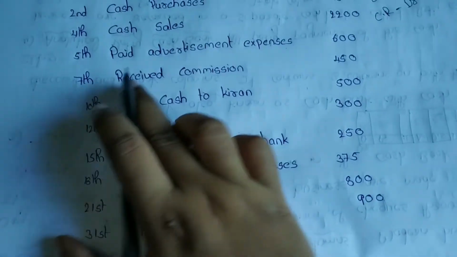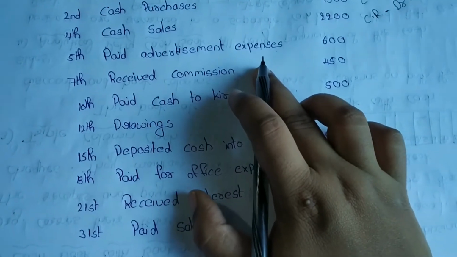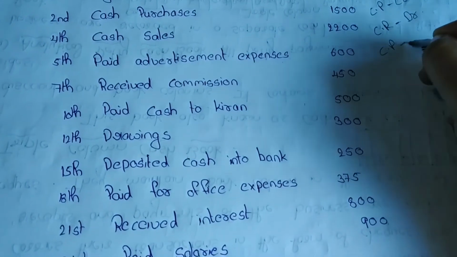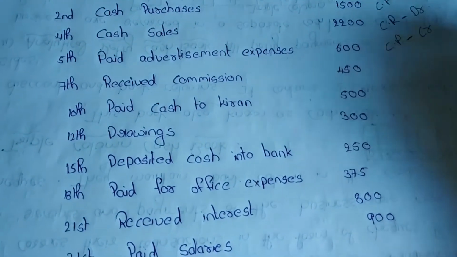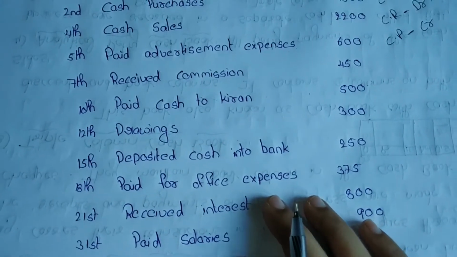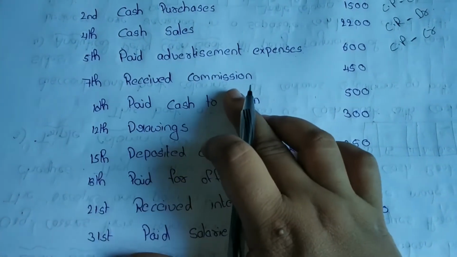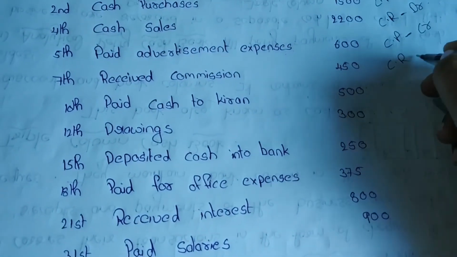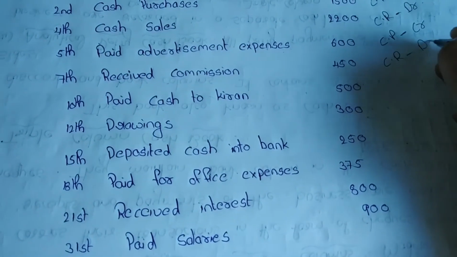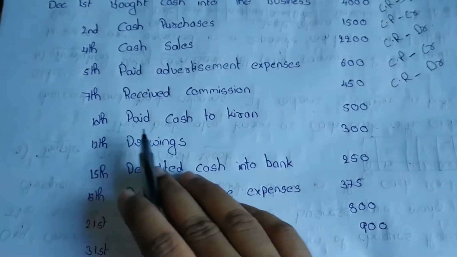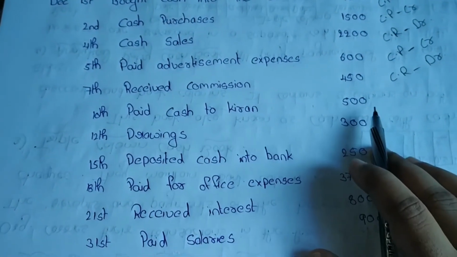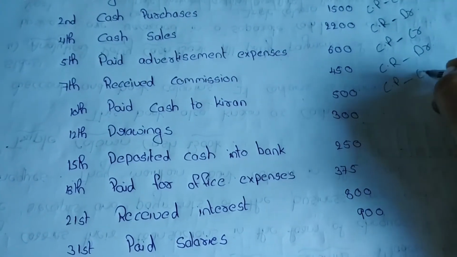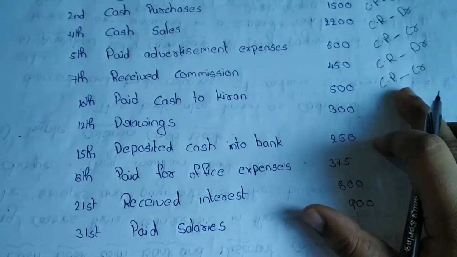It should be recorded on the debit side. Fifth one, paid advertisement expenses. We paid, so it was a cash payment because we paid cash here. It should be recorded on the credit side. Next one, on 7th, received commission in the form of cash 450. So it was a cash receipt. We received cash, so it should be recorded on the debit side. On 10th, paid cash to Kiran, 100 rupees. So it was a cash payment. We paid cash here, so it should be recorded on the credit side.